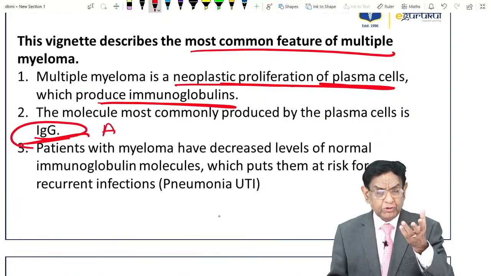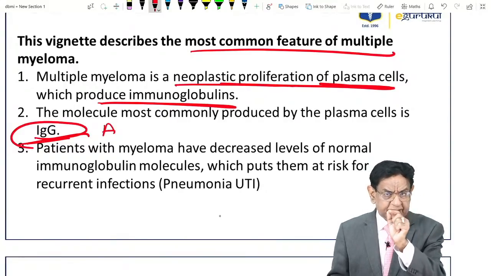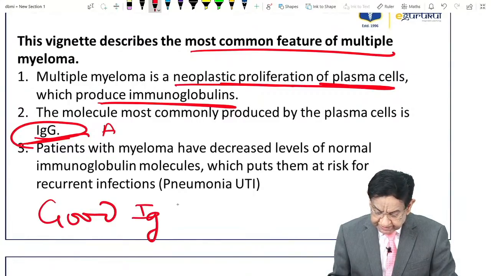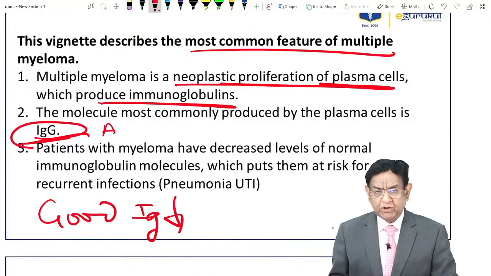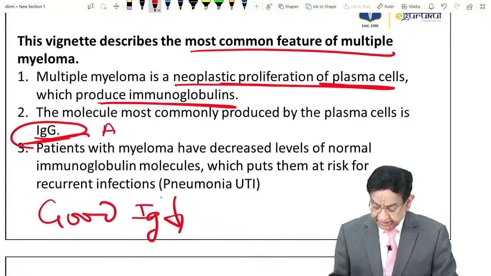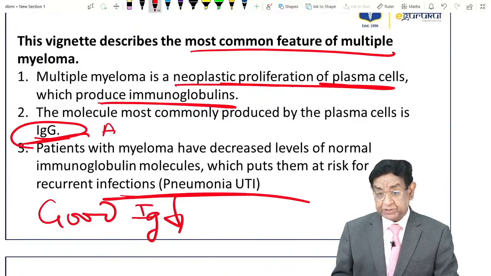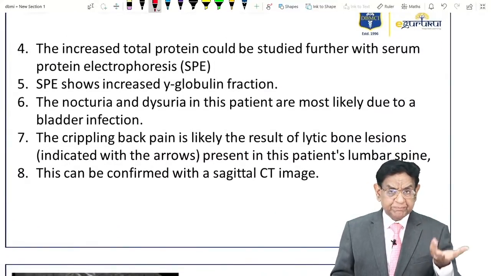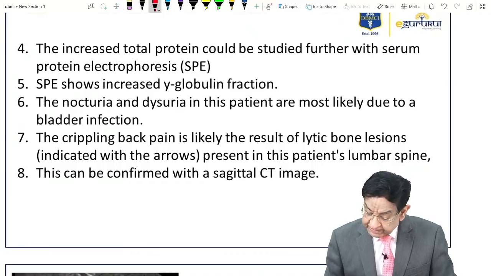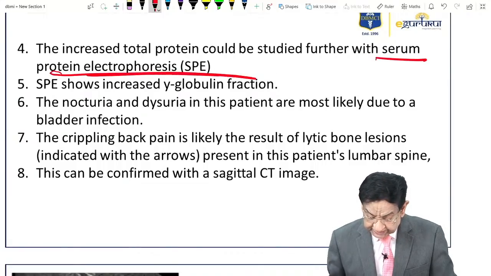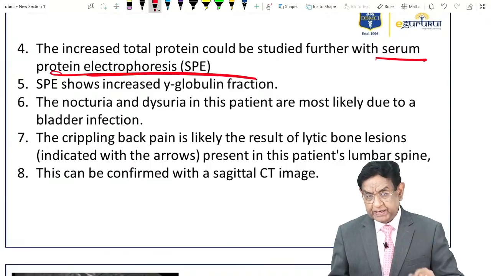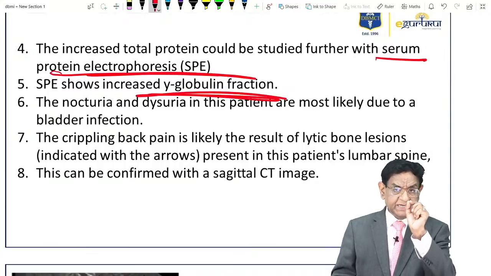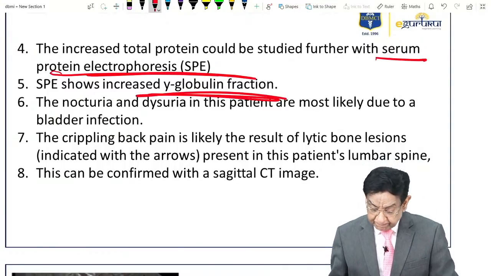As I told you in the very beginning, in these cases, although increased immunoglobulins are there, the good immunoglobulin level is reduced. That's why these patients are prone to recurrent infections, especially pneumonia and UTI. Now this increased protein we can detect by serum protein electrophoresis. When we do serum protein electrophoresis, we will find the gamma globulin fraction is increased, which really indicates that we are dealing with multiple myeloma.